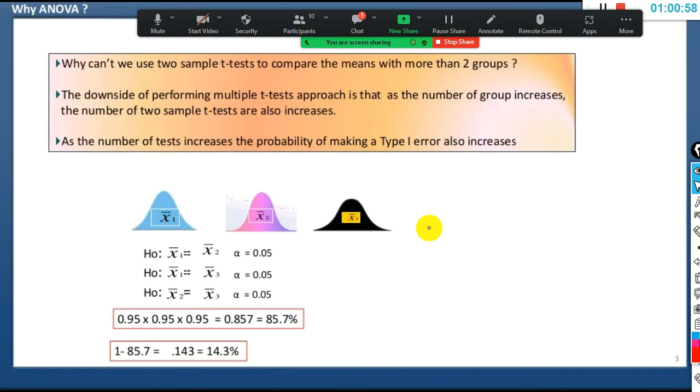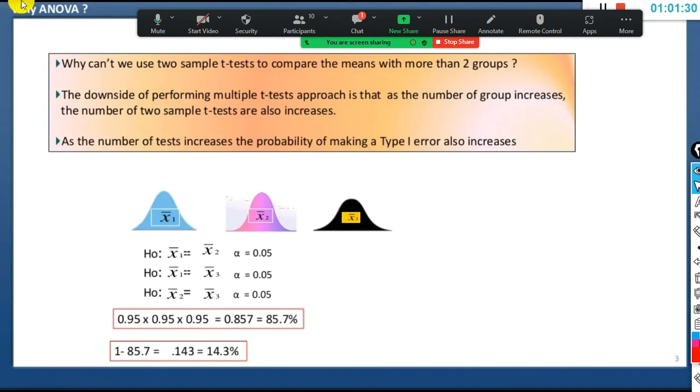This is Walmart, this is Amazon, this is Target. So again, you need to conduct another hypothesis test to compare these two: x1 bar is equal to x3 bar. Walmart and Target, we assume the average spend is same. And again, this one and this one we need to compare, x2 bar equal to x3 bar.